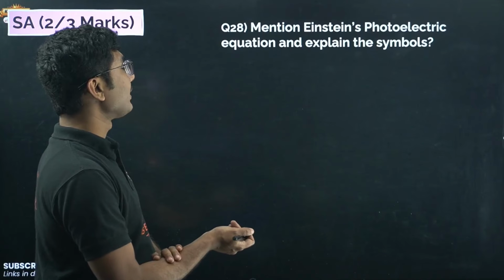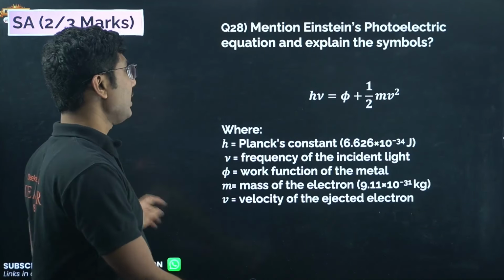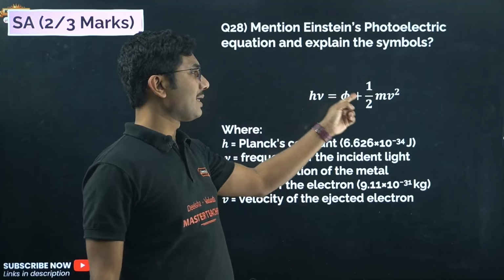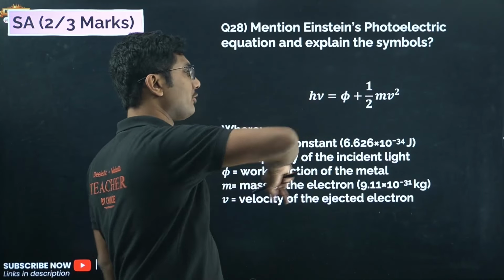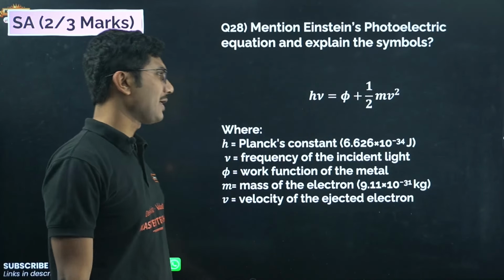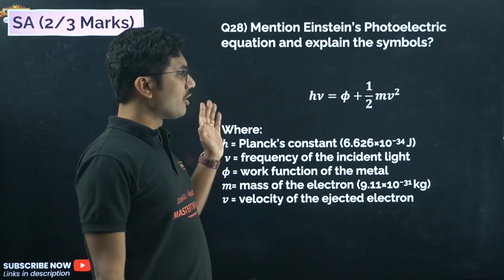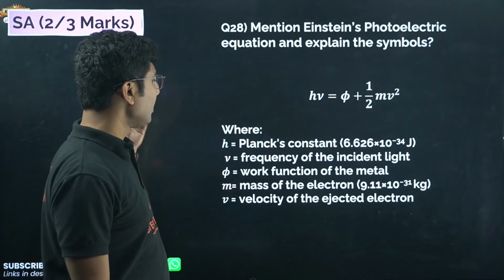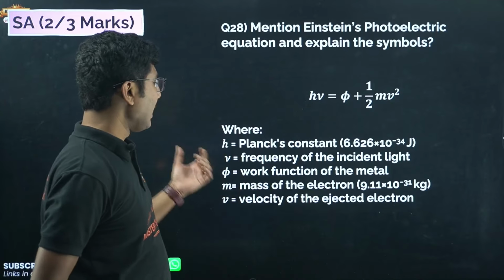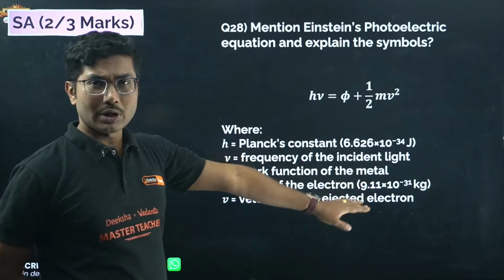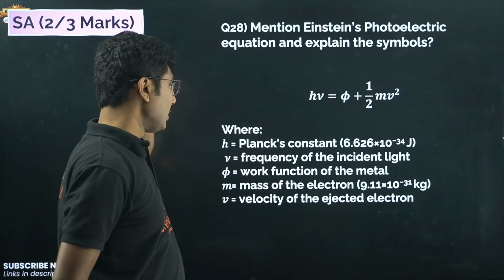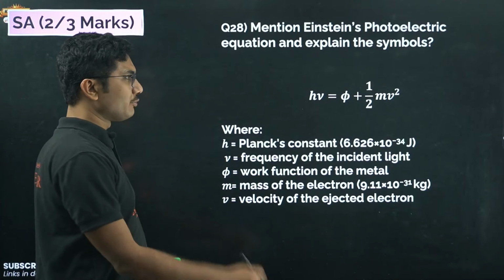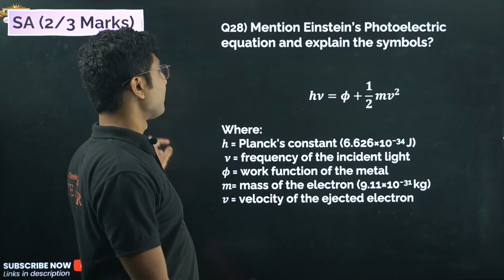Mention Einstein's photoelectric equation and explain the symbols. Einstein's photoelectric equation is h nu equals phi plus half m v square. You can write it the opposite way also, half m v square equals h nu minus phi, whichever you are comfortable with. Here you have to mention h is Planck's constant, nu is the frequency of the incident light, phi is the work function of the metal, m is the mass of the electron. If you know the values you can write them, otherwise you can skip it, not compulsory. v is the velocity of the ejected electron. Actually, it should be the maximum velocity of the ejected electron.